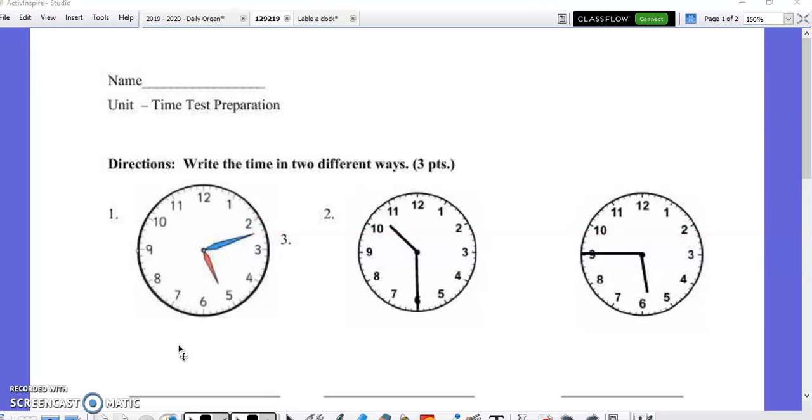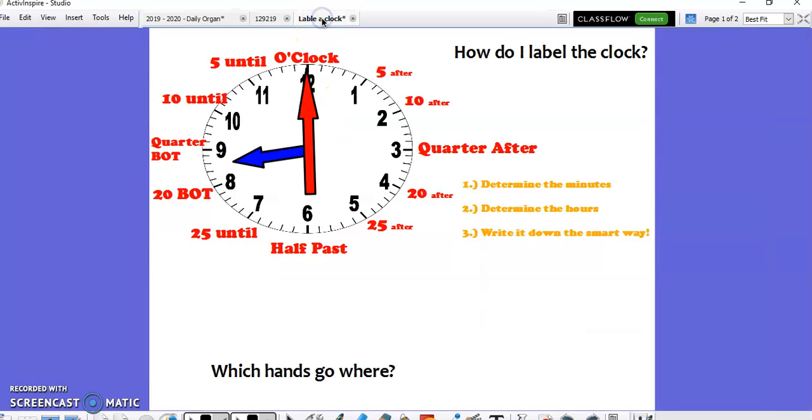The first couple of lessons that we went over was telling time in two different ways. Talked about it as the regular way and the smart way. In order to do that, we showed the students how to label a clock. You'll notice that the 12, 3, 6, and 9, they all have specific things that you would say in what would be considered the smart way.